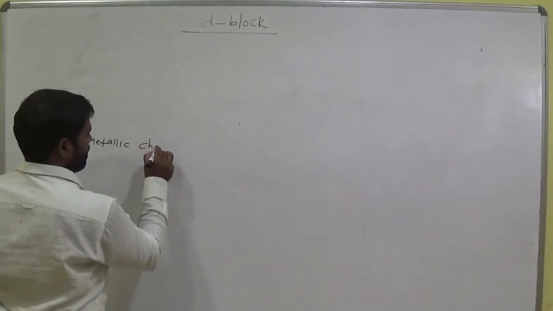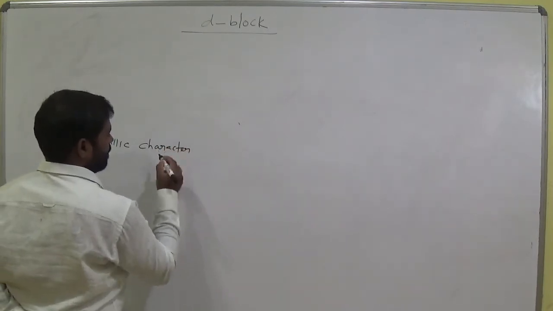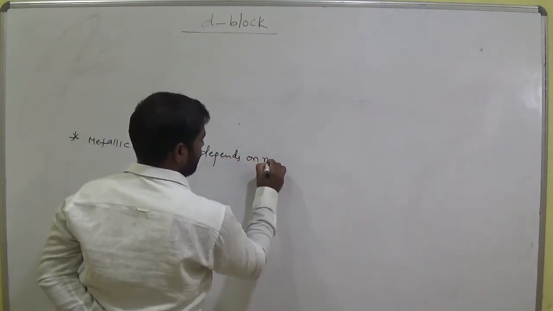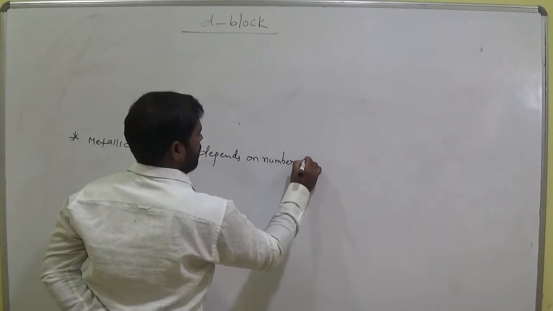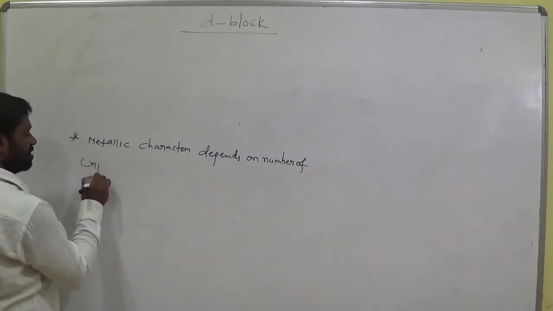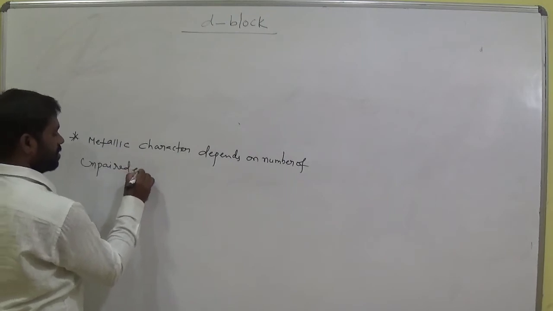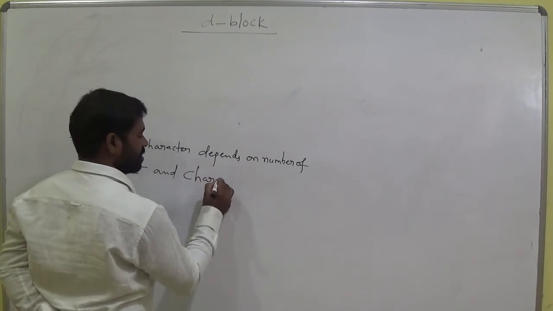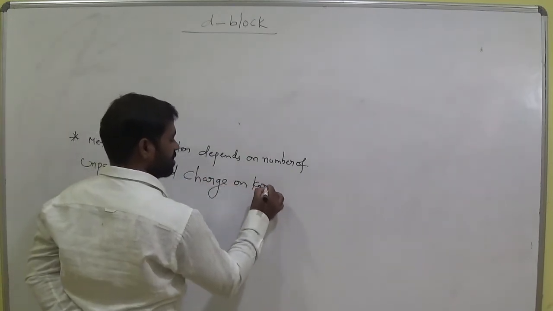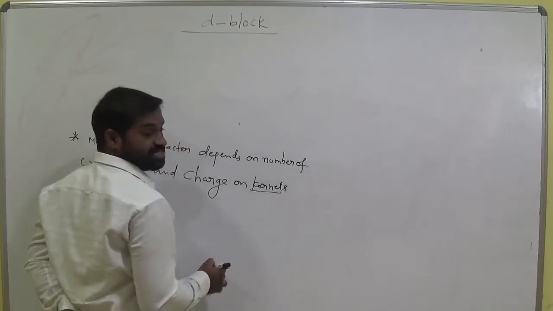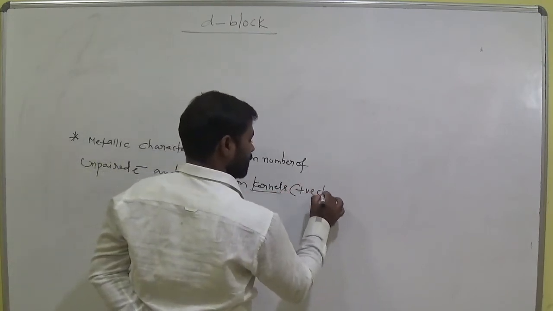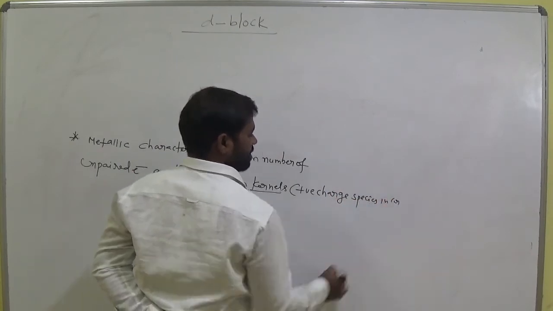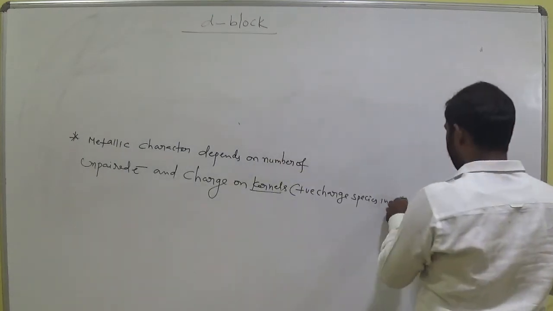Metallic character depends on the number of unpaired electrons and the charge on kernels. What is meant by kernels? Positive charged species in a metallic crystal.